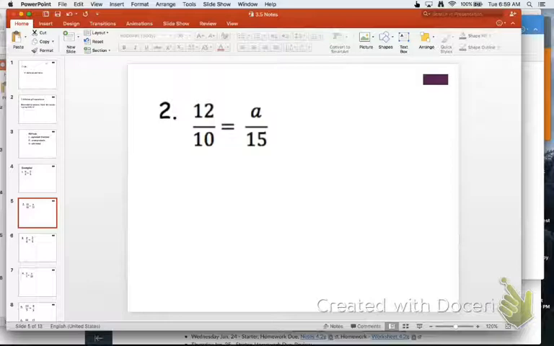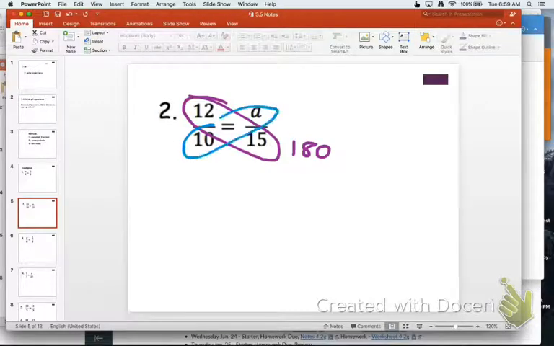Let's try another one where we circle our opposite sides. So I say 12 times 15, and I get 180. And then I go 10 times A is 10A. I rewrite the problem. I like to write it so that my variable is always on the left. It just makes my life easier.